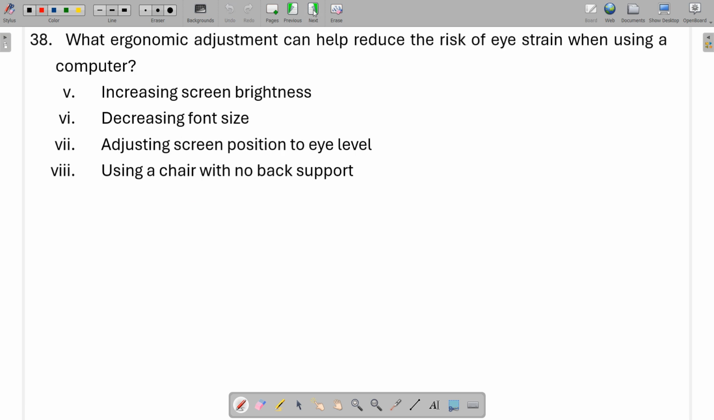38. What ergonomic adjustment can help reduce the risk of eye strain when using a computer? Yeah, so there are several different problems when it is being accessed.